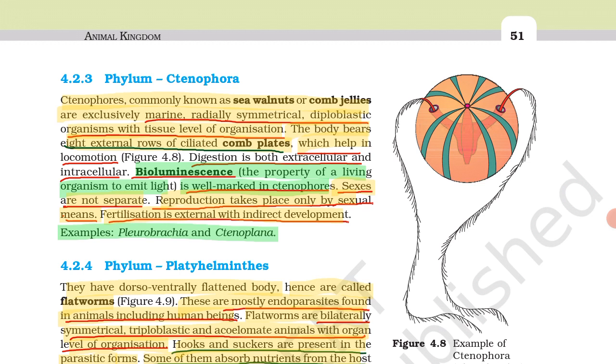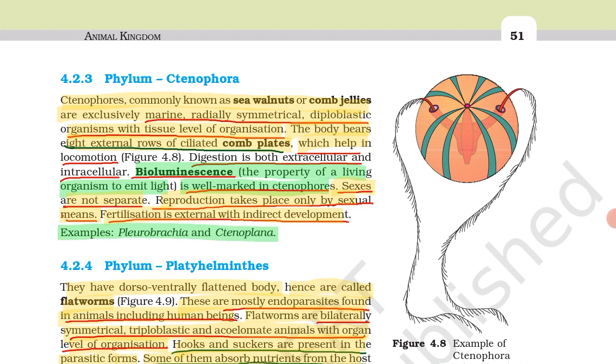In some phyla they show only extracellular digestion, in others intracellular digestion. So you have to keep all this in mind. You have to write about development. In some phyla they have shown direct development, in some indirect development, and in some phyla fertilization is internal and in some external.